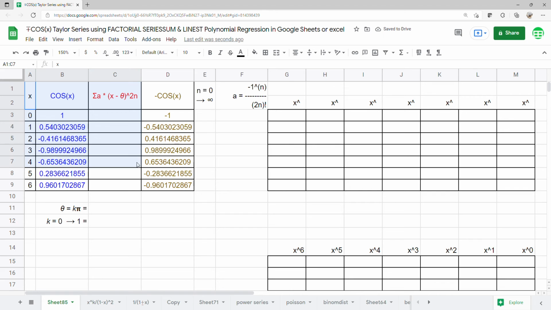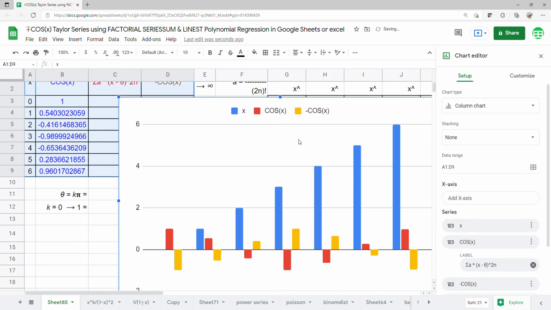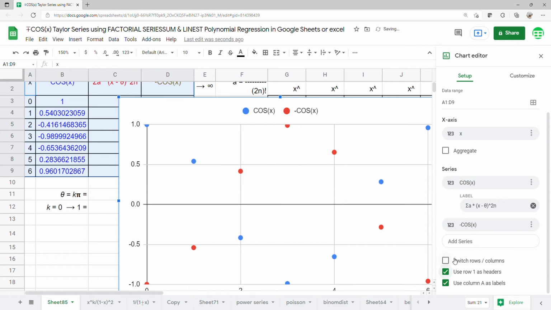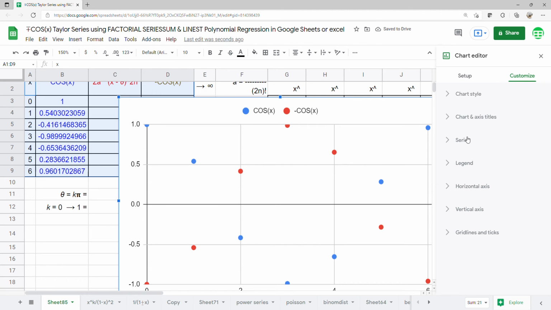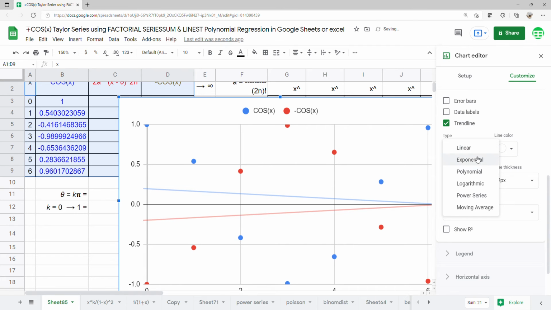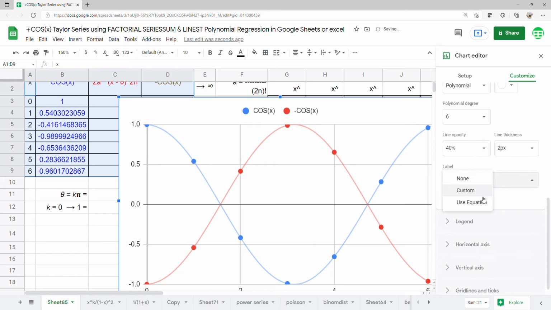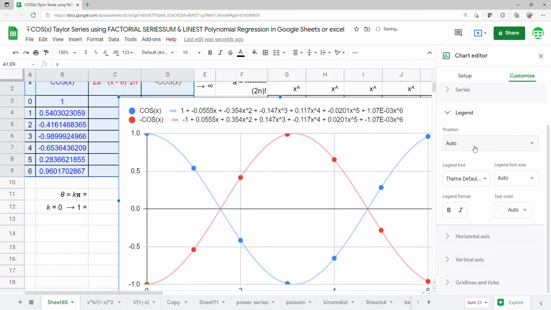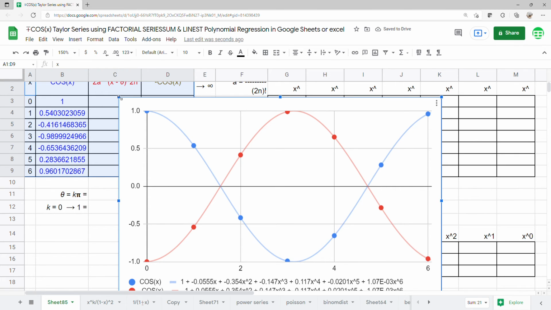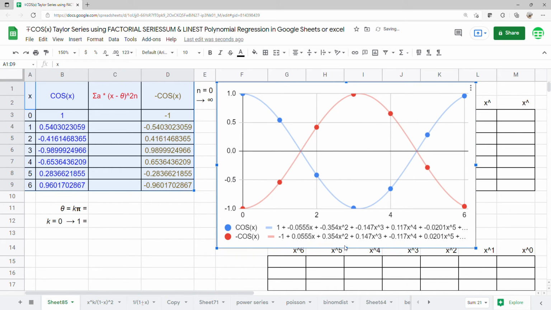And we'll chart this. Insert chart, and we use scatter chart. Row 1 is header. Show the trend line, series, trend line, polynomial to the 6th degree. For the label, use the equation. For the legend, position at the bottom. And here's our trend line, and polynomial of cosine and negative cosine.